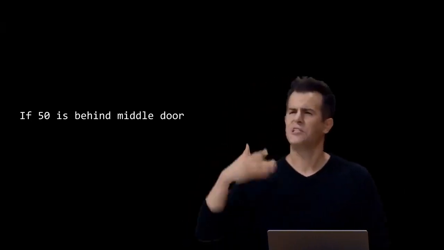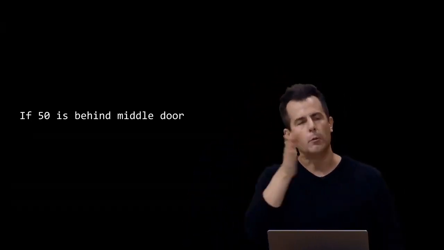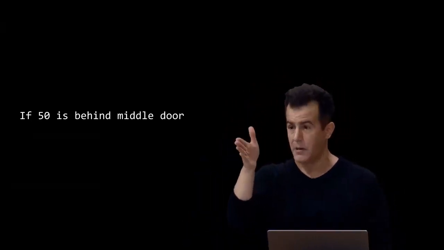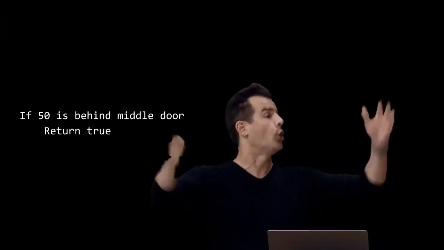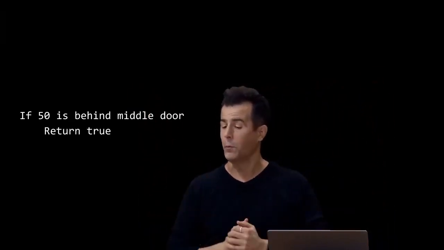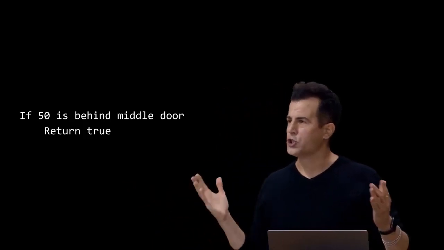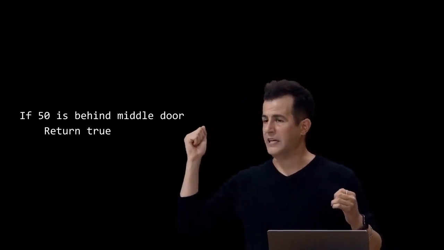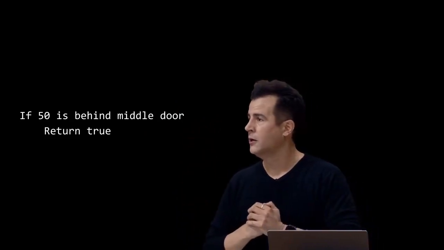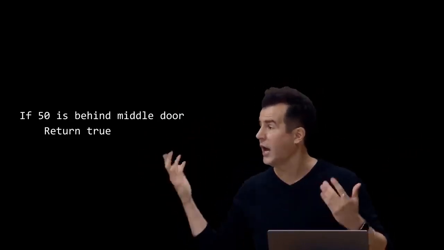The first step for Jackson might be to ask the question: if 50 is behind the middle door, where presumably he's done some mental math to figure out what the middle is, then he's going to just return true. And hopefully we'll get lucky and 50 will be right there. Of course, there's 2 other possibilities at least, which would be what? 50 is with respect to these doors? Yeah, so to the left or to the right, alternatively.